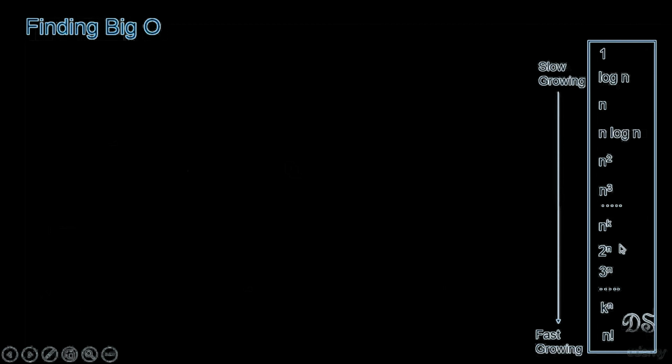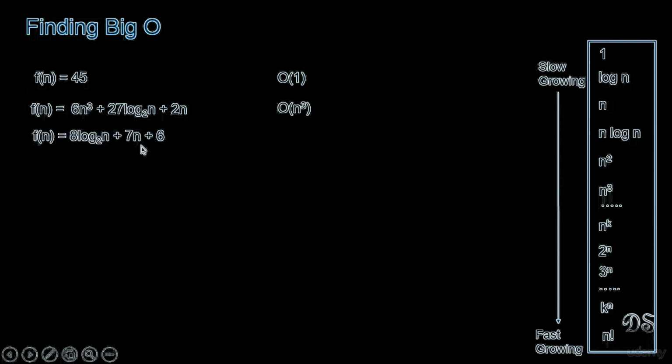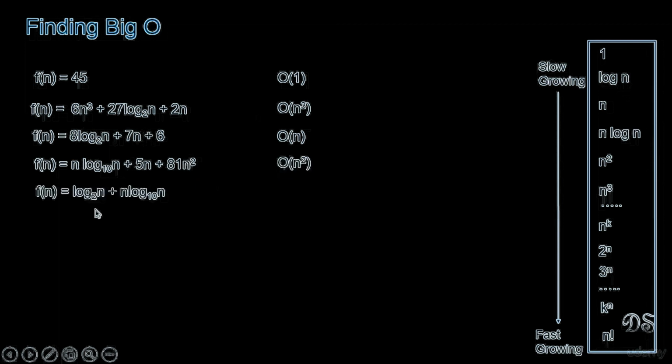Now we will take some functions and find big O for them using these rules. We will use this list to identify the fastest growing term in the function. Now this is a constant function, so it is order of 1. In this function, this n cube is the fastest growing term. So this is order of n cube. In this function, this n is the fastest growing term. So this is order of n. In this function, this n square is the fastest growing term. So this is order of n square.